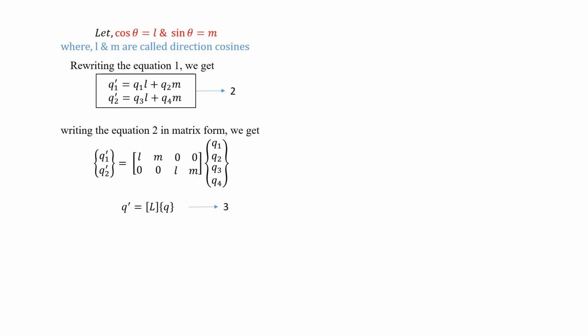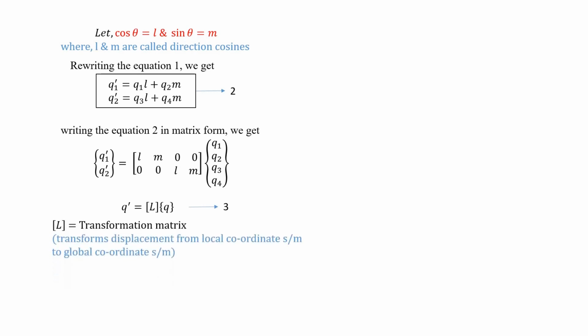Let's denote this matrix [L M 0 0; 0 0 L M] by L, and this [Q1 Q2 Q3 Q4] by Q. This matrix is nothing but the transformation matrix. What we are doing here is that your local displacements Q1', Q2' are being converted to the global coordinate system using this matrix L. Hence L is called the transformation matrix. It transforms displacement from the local coordinate system to the global coordinate system. Let this be equation 4.